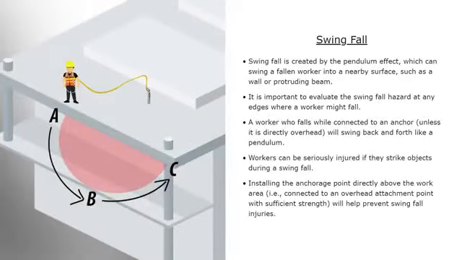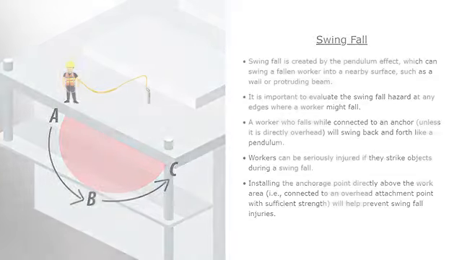Swing fall. Swing fall is created by the pendulum effect, which can swing a fallen worker into a nearby surface, such as a wall or protruding beam. It is important to evaluate the swing fall hazard at any edges where a worker might fall. A worker who falls while connected to an anchor, unless it is directly overhead, will swing back and forth like a pendulum. Workers can be seriously injured if they strike objects during the fall. Installing the anchorage point directly above the work area, for example connecting to an overhead attachment point with sufficient strength, will prevent swing fall injuries.